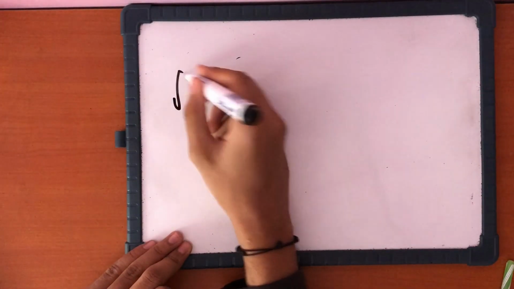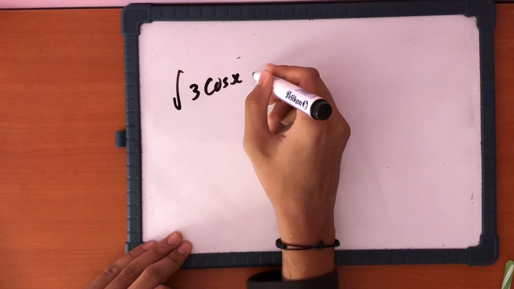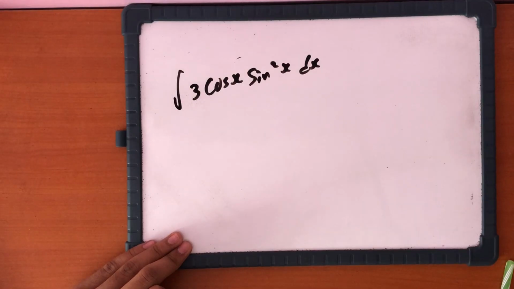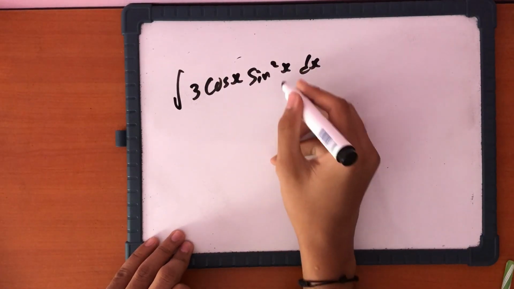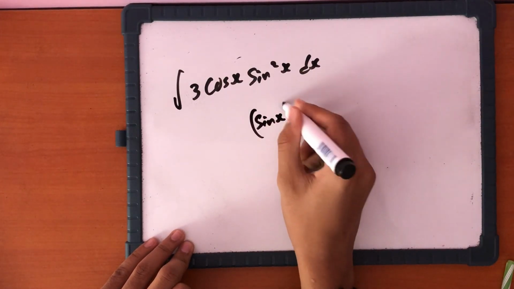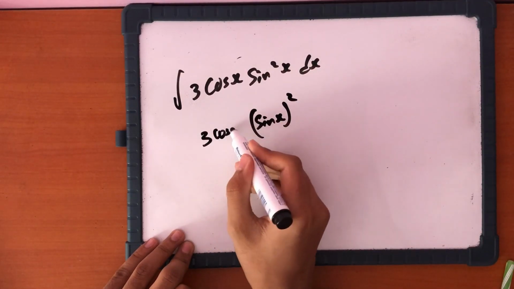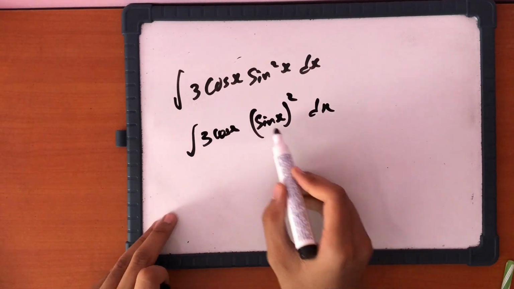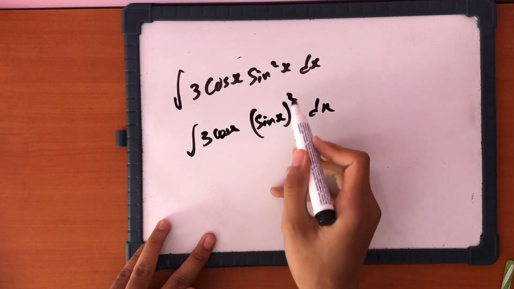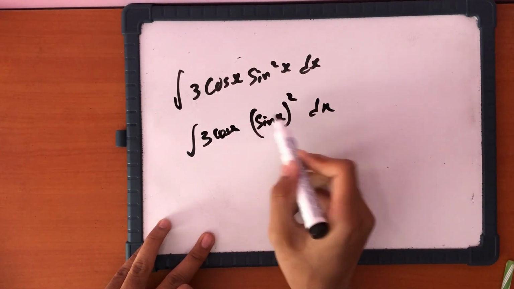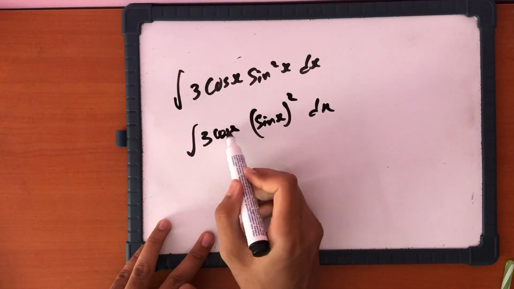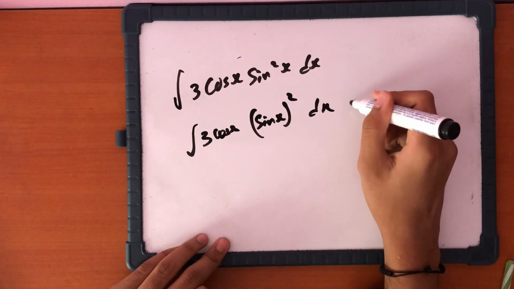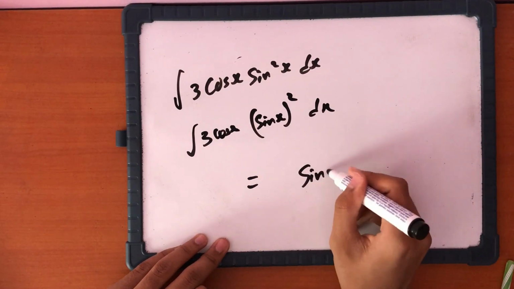We have an example here: the integral of 3 cosine x sine squared x dx. Now here you see that this sine squared x, we can put as sine of x all squared, times 3 cosine x, integral of dx. Now you see that general thing here, don't you? We have an inside function, a function raised to a power 2, and then the derivative of the inside function happens to show up here, cosine. And 3 is just there, forget about 3. So this answer would be sine x cubed.